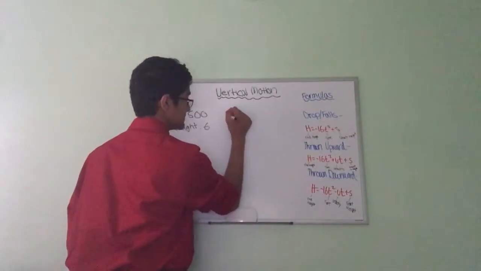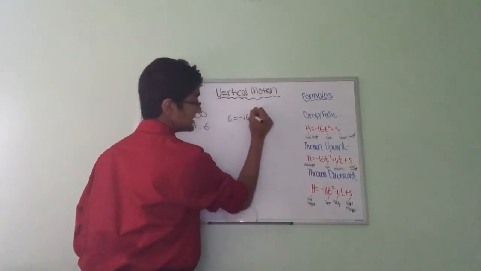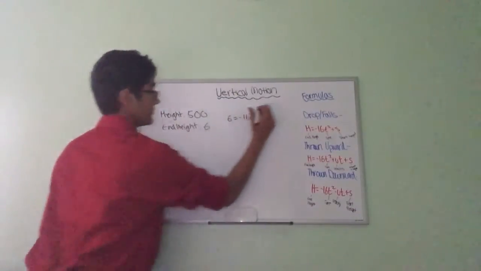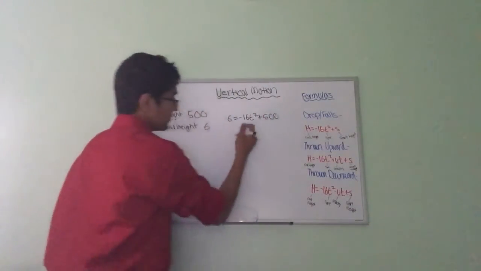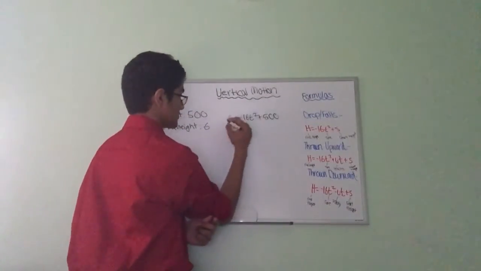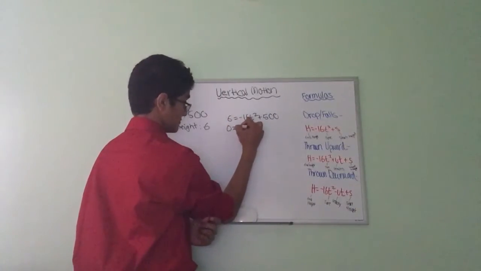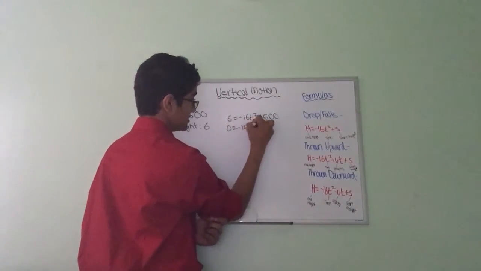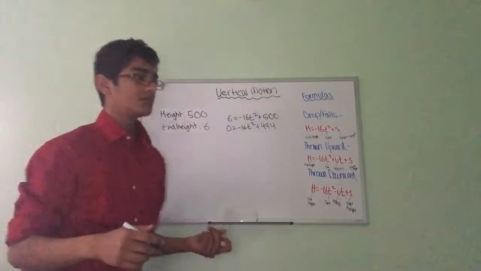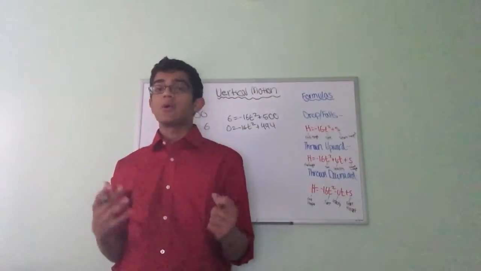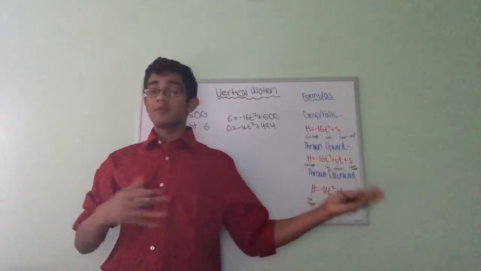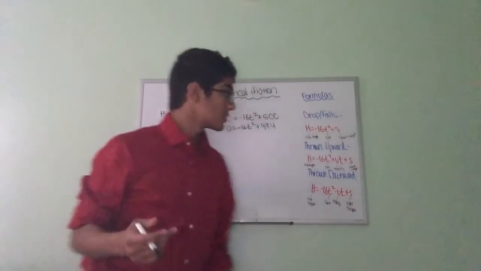So you use this formula and plug these numbers into the variables. Your end height is 6 equals -16t squared plus your start height of 500 feet. From here, you move the 6 over and solve the quadratic. It'd be 0 equals -16t squared plus 494. And from here you solve the quadratic. If you don't know how to solve the quadratic yet, feel free to watch my previous videos on quadratics and you'll be good to go.